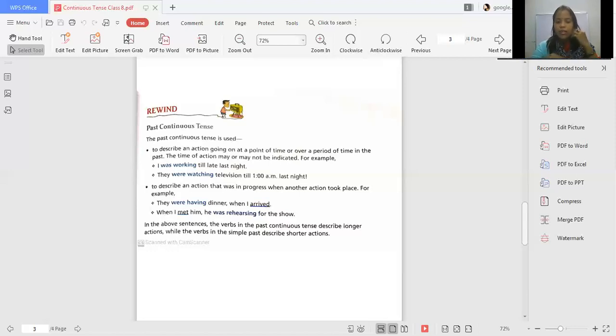Let us take another example to clarify this. When I met him, he was rehearsing for the show that day. So that means when I met him, that is one action. Meeting him is the one action. Now, what was the other action which was in progress?